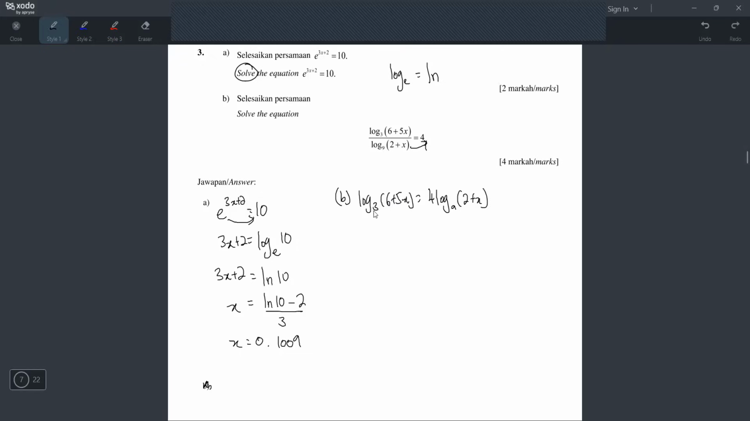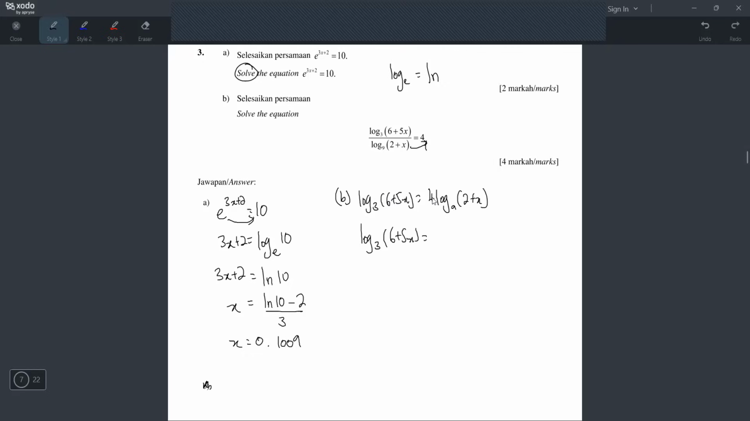Okay, now what will I do? Let's see. This is log base 3, this is log base 9. So I will change the base, right? So how do we change base? Base 3 and base 9. 3 and 9, they both can change to base 3, right? So I will change both sides to base 3. But this one is already base 3, so I will just leave it. But this one is not base 3 yet, so I will change the base.